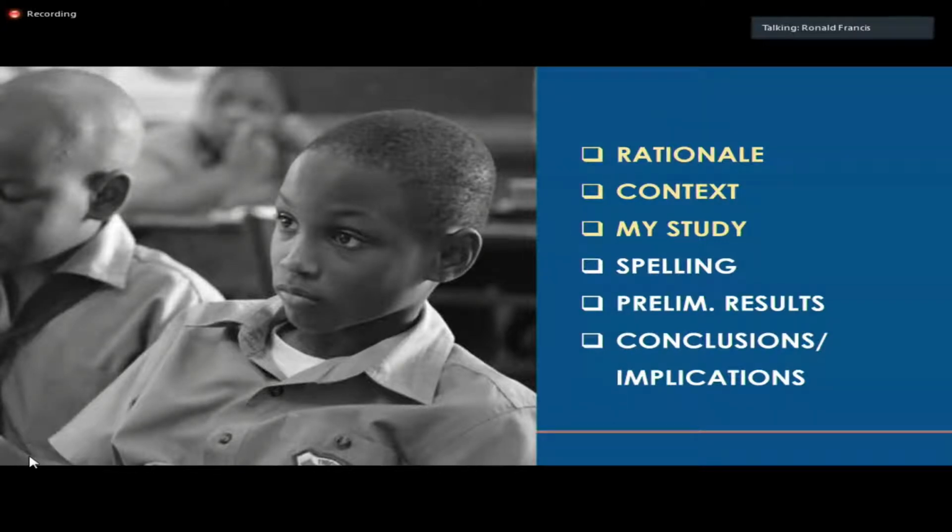So first, in the order of my presentation, I will talk about my PhD thesis as a whole, just a little bit about the rationale, the context, try to zoom in on my study a little bit, and then a little bit about spelling and some of my preliminary results, which are based on the smallest of the 12 schools that I'm looking at. And I will try to draw some conclusions within the time if I have enough to do so.